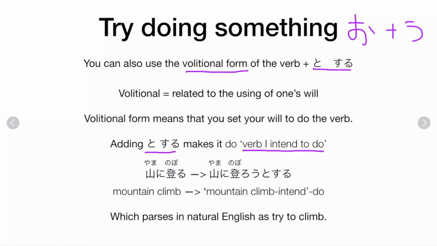And here's an example. "Yama" is mountain. "Yama ni noboru" is to climb a mountain. So "noboru," change the "ru" to "ro," and then add "u." This becomes the volitional form. So "yama ni noboro to suru." You can kind of say, I've turned "yama ni noboro," let's climb a mountain. "To suru," I did this idea of let's climb a mountain.